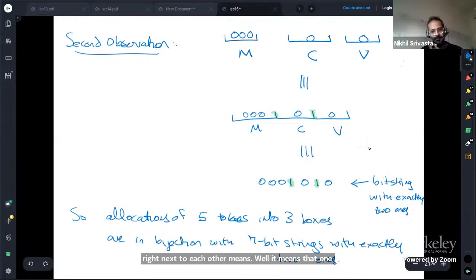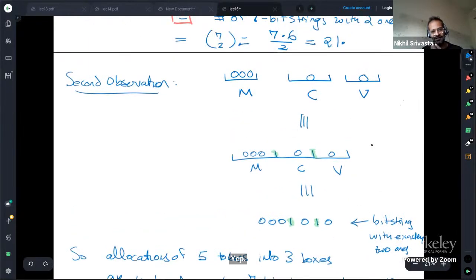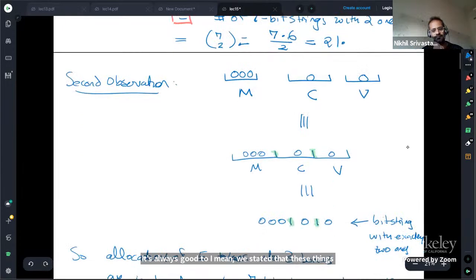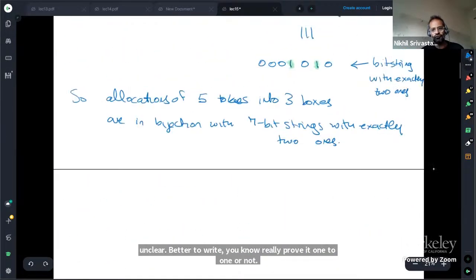Thank you. It's always good to check, since we've stated that these things are bijections without writing a formal proof. And this is one of the reasons why counting is tricky, that often you'll very implicitly say something is a bijection, and you better be sure you're right. If it's unclear, it's better to really prove it's 1-to-1 and onto, but I won't do that for now. So what's the general theorem here?